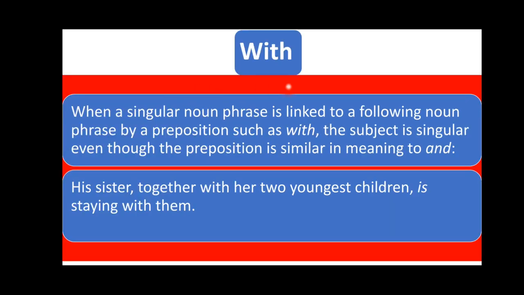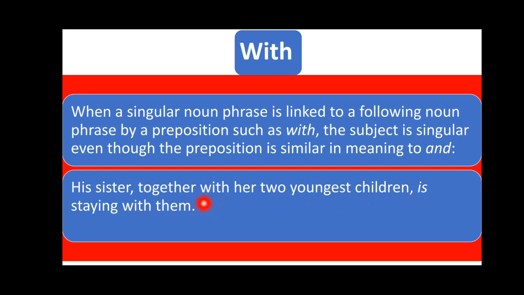The use of with in subject-verb agreement. When a singular noun phrase is linked to a following noun phrase by a preposition such as with, the subject is singular even though the preposition is similar in meaning to and. For example, his sister, together with her two youngest children, is staying with us.